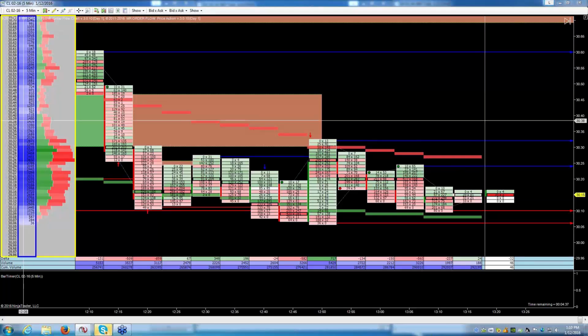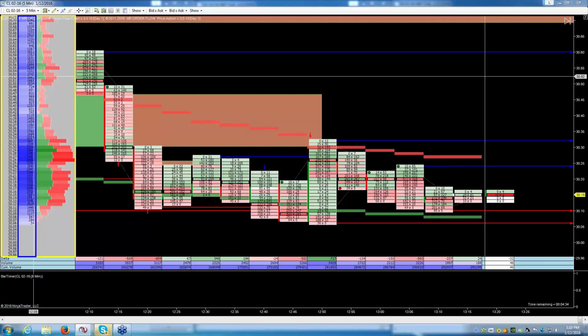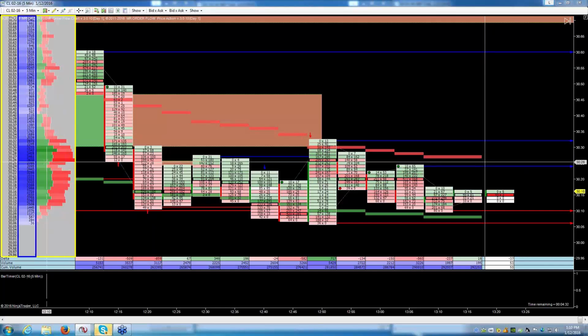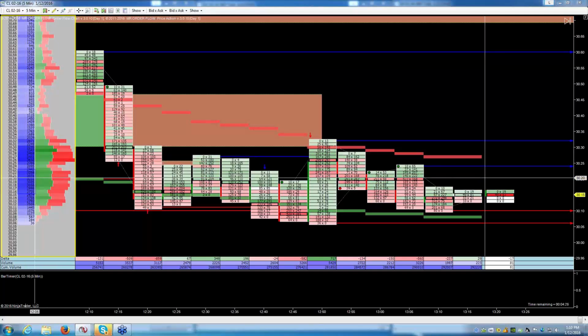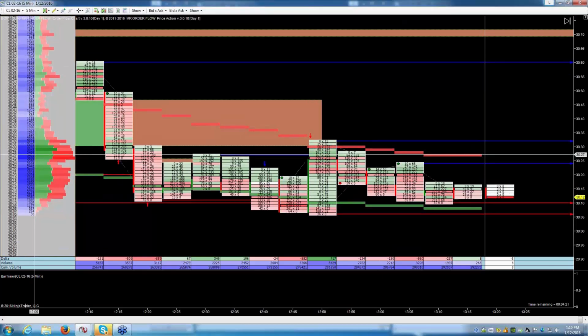This blue area here tells me how many contracts have traded at what price. When I can isolate the dark blue areas, that tells me where the majority of contracts were traded in any given area. So here's where we're kind of stagnated, between 31 and 12. That's where we're stuck, that range, right? Scalpable, but that's about it.